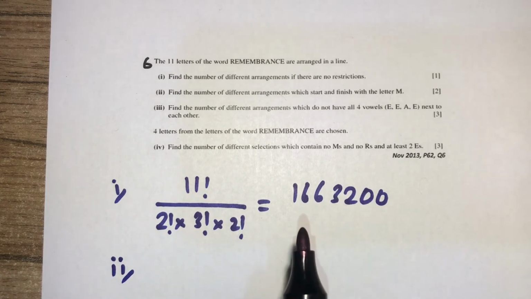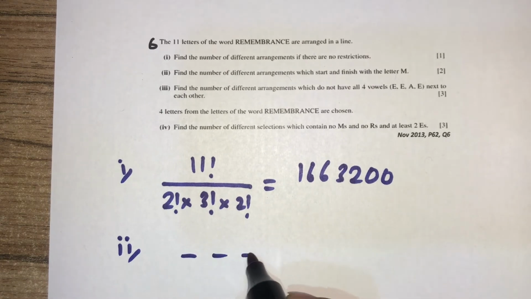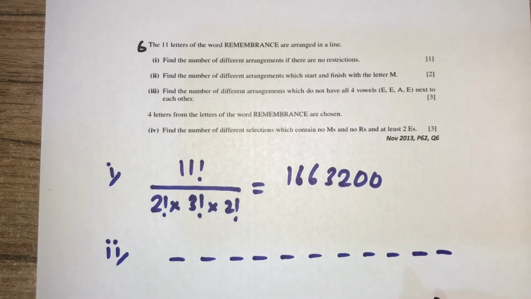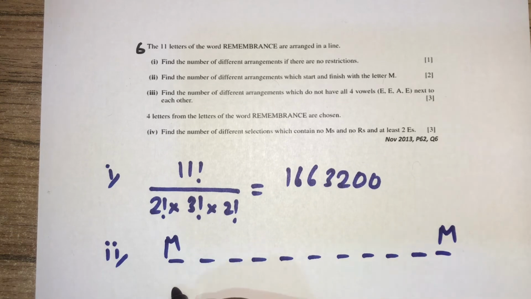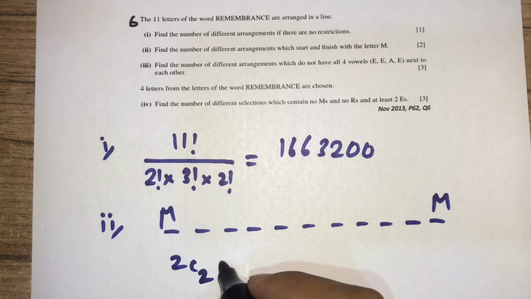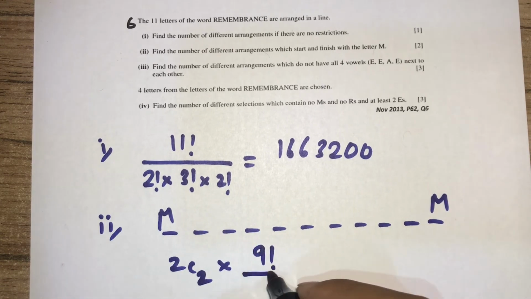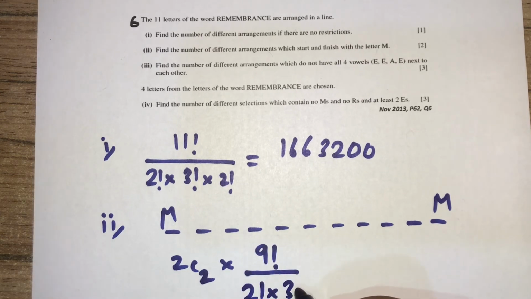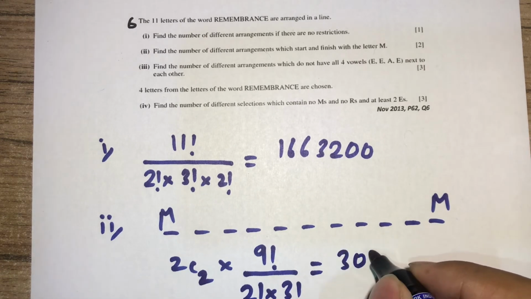Second part, find the number of different arrangements which start and finish with the letter M. So there are 11 letters. The first and last should be M. So for M, it's going to be 2C2. Then for the other 9 letters, it's going to be 9 factorial upon 2 factorial for the 2 R's and 3 factorial for the 3 E's. This will be 30240.